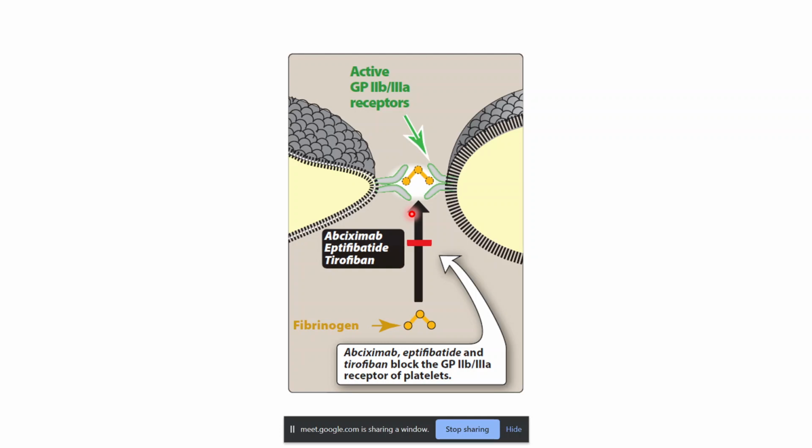All agents are given intravenously, usually with heparin and aspirin. Adverse effects also include bleeding, especially when they are combined with heparin.